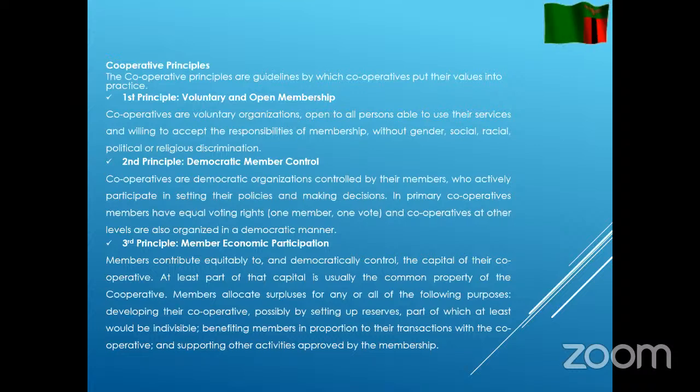The second principle is democratic member control. I think I've labored to explain this, where members are equal.